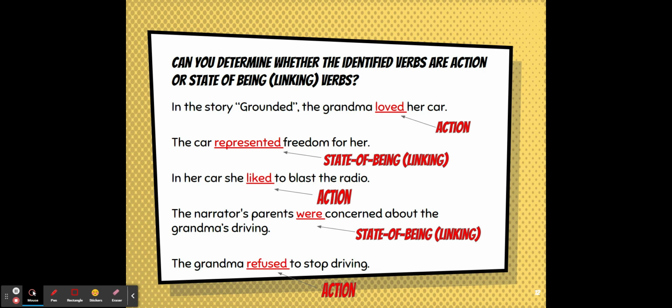Can you determine whether the identified verbs are action or state of being? The first one, in the story Grounded, the grandma loved her car, would be an action verb. The second, the car represented freedom for her, is a state of being or linking verb. The third, in her car she liked to blast the radio, is an action verb. The fourth, the narrator's parents were concerned about the grandma's driving, is a state of being or linking verb. And finally, the grandma refused to stop driving is an action verb.